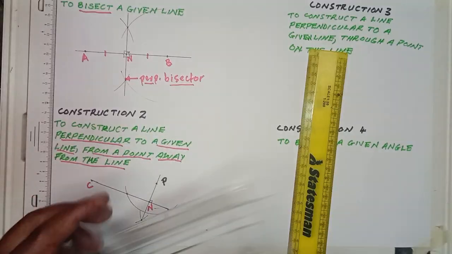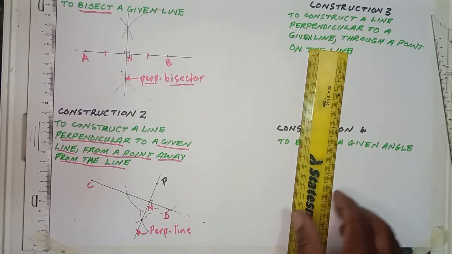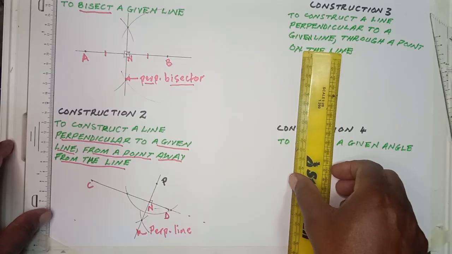So we have created angles of 90 degrees like in the first construction. And this line here is not necessarily bisecting the line, but it's just a perpendicular line. So it's not a perpendicular bisector like the first one, but this one is just a perpendicular line. So this is a very important construction which was also used by Euclid in circle geometry, one of the theorems.